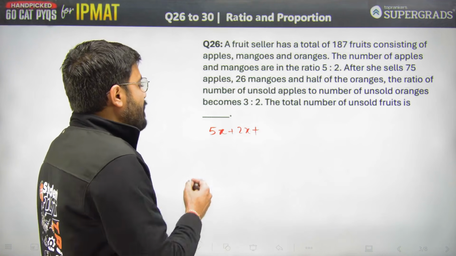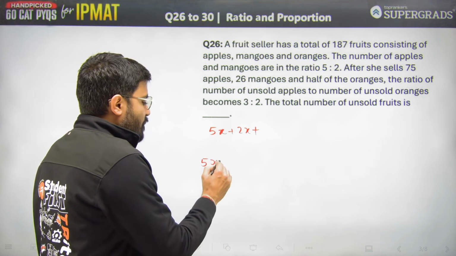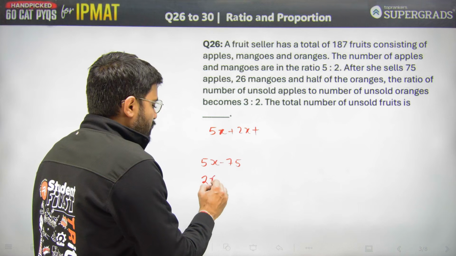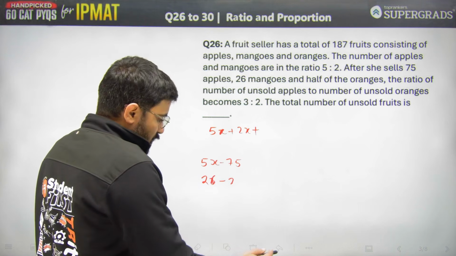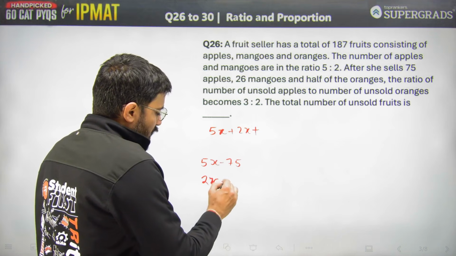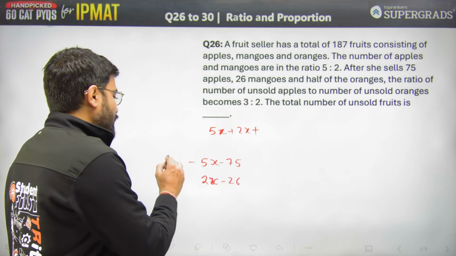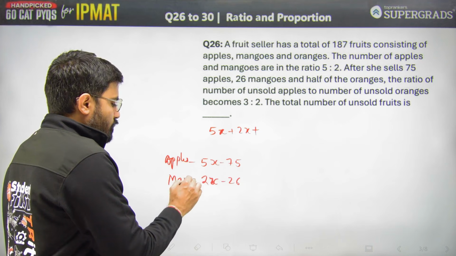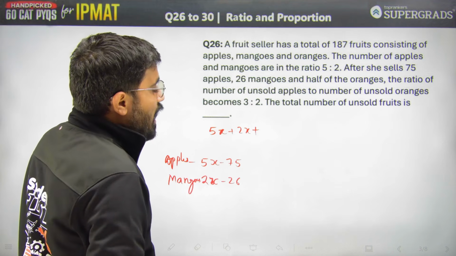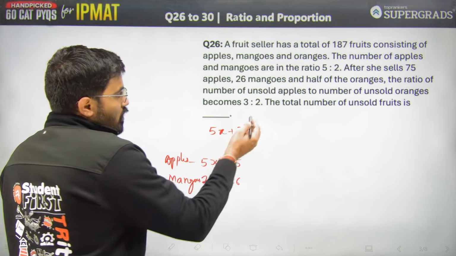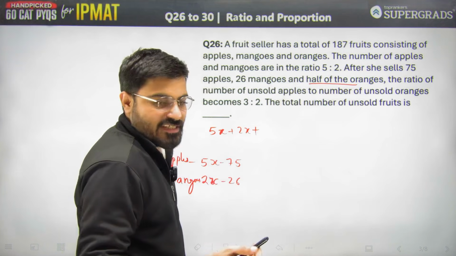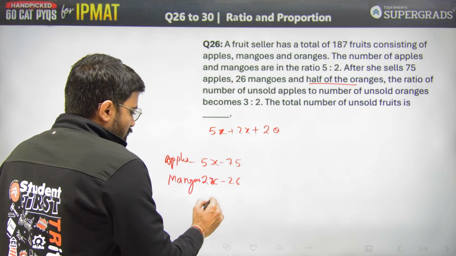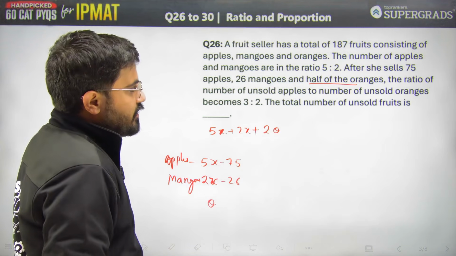After she sells 75 apples, she will be left with 5x minus 75. If she sells 26 mangoes, she will be left with 2x minus 26 mangoes. This is the data for apples, this is the data for mangoes. And half of the oranges. If I have to do the half, I hate fractions, so I write the oranges as 2O. After selling, she will be left with O oranges.